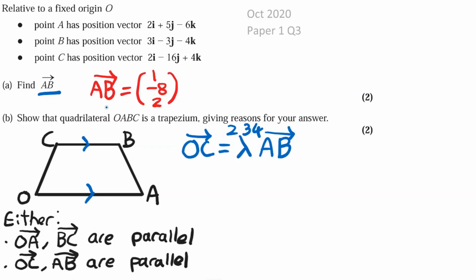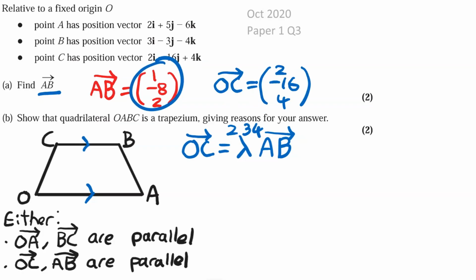So we figured out AB in part A, and the position vector of OC is like this here in column format. And you might be able to already see that these are parallel to each other because they are multiples. You can see that 1, you've got 2 here, so that's times 2, minus 8, minus 16, that's times 2, 2, 4, that's times 2 there.